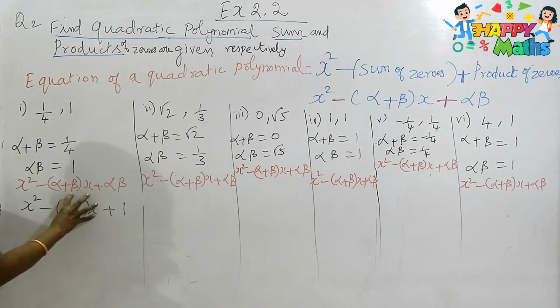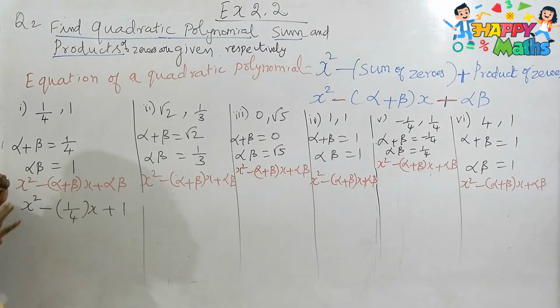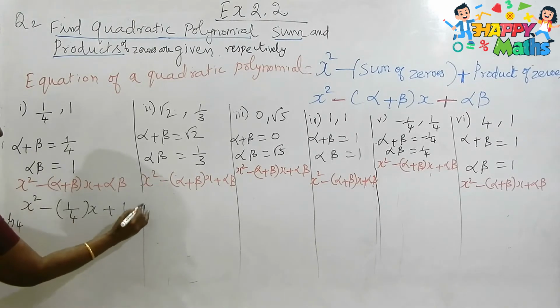Can I multiply only this by 4? The value will be changed, you know. I can't do it directly, I can't multiply only one number like that. So without changing the value, I must multiply throughout the equation by 4. So when I multiply by 4, the whole equation one.